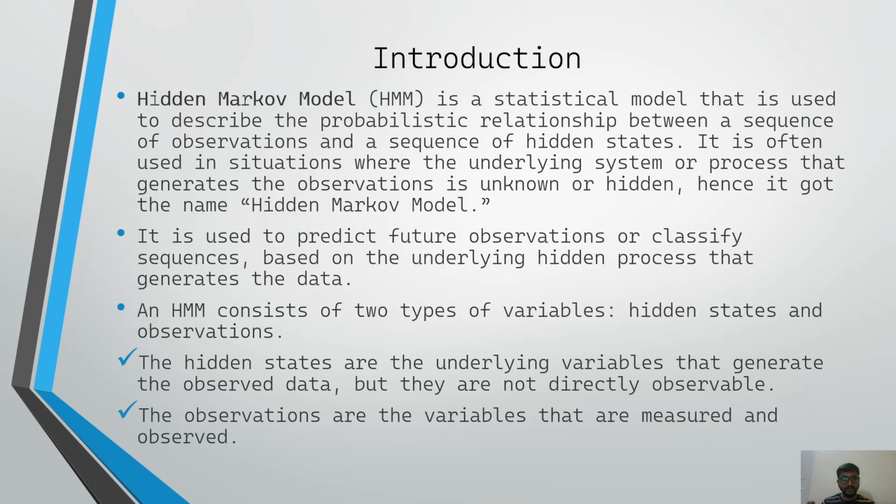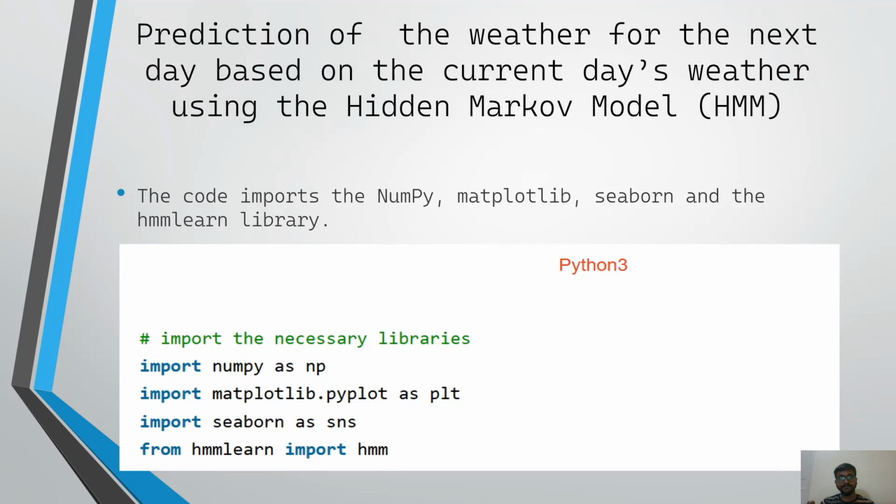An HMM consists of two types of variable, hidden states and observations. Hidden states are underlying variables that generate the observed data, but they are not directly observable. Observations are the variables that are measured and observed. Let's take an instance or a problem statement and dive more into this model. Let's see how it works.